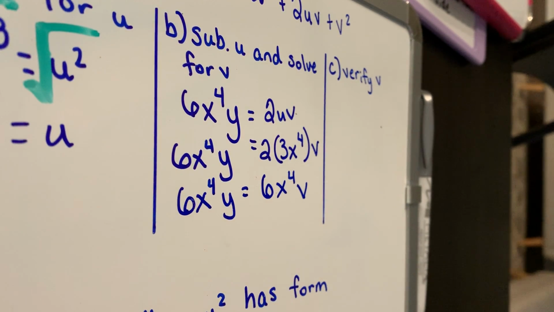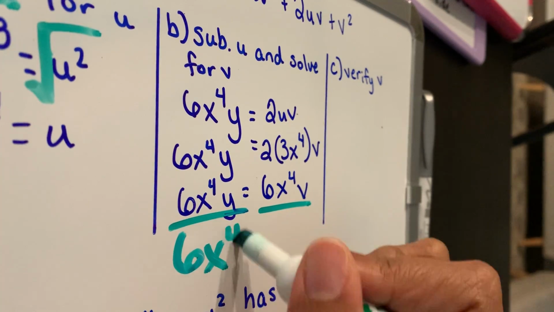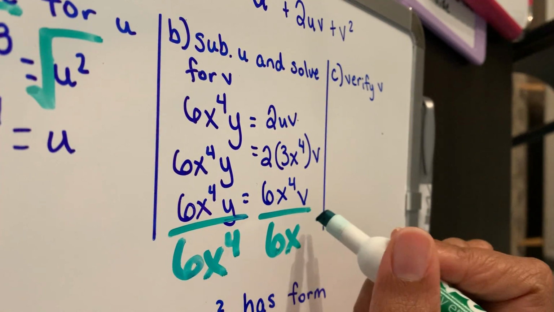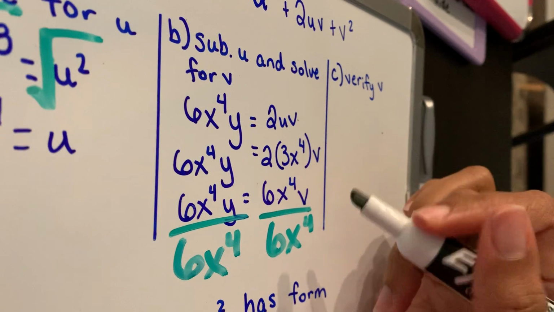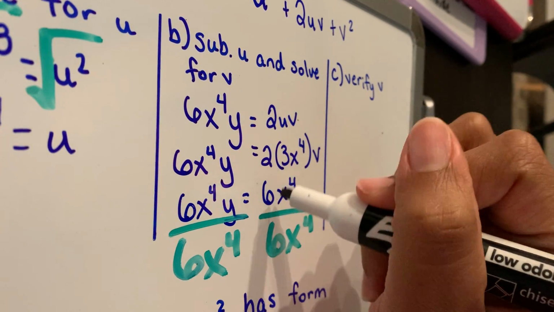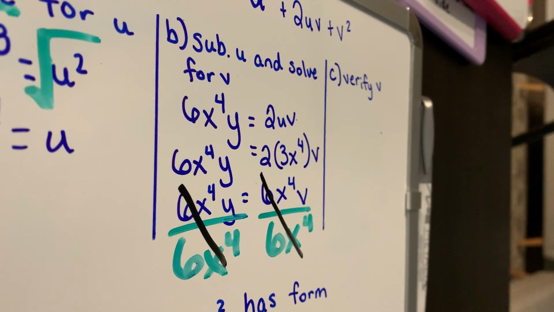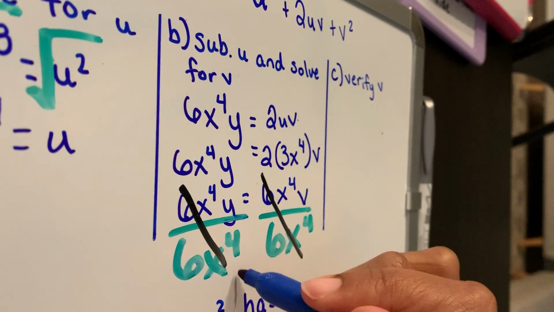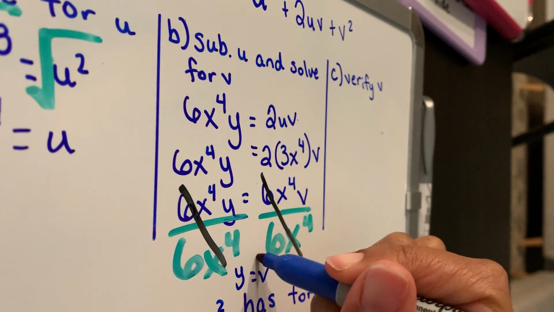All right, but I want v. So how do I get v? Now I can divide both sides by 6x to the 4th. So I'm dividing both sides by 6x to the 4th. Not because of this one, but because of this one, because I want the v. Okay, so guess what happens? 6x to the 4th cancels out on both sides. So what do I have left? I have y equals v, okay? So I have y equals v.